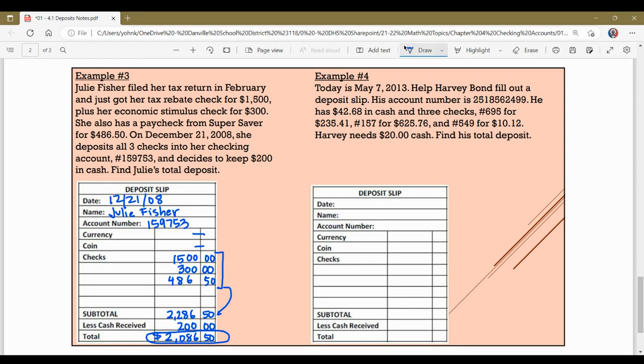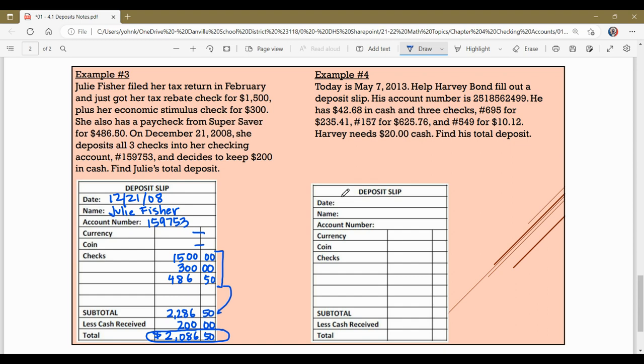All right, number 4. Today is May 7th, 2013. Help Harvey Bond fill out a deposit slip. His account number is 251-856-2499. He has $42.68 in cash and 3 checks. Number 695 for $235.41. Number 157 for $625.76. And number 549 for $10.12. Harvey needs $20 cash. Find his total deposit.